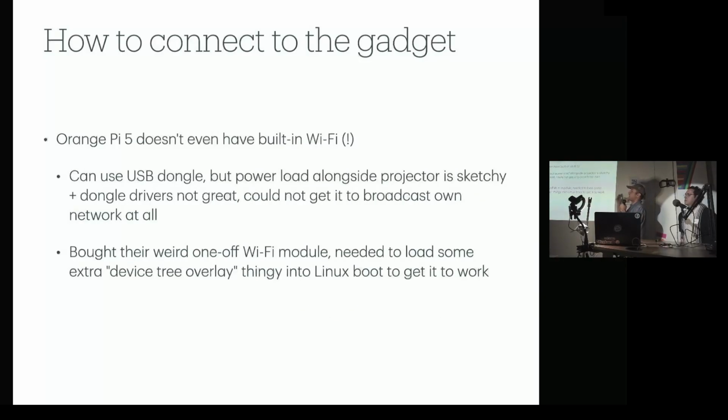The Orange Pi doesn't even have built-in Wi-Fi. For a while we were using a USB dongle, but having both the Wi-Fi dongle and the projector is too much current for the USB bus, so we probably can't use the USB dongle. So I got this one-off Wi-Fi module that they sell. And then I needed to install this device tree overlay to get their Wi-Fi module to work. Anyway, yeah, it was kind of a mess.